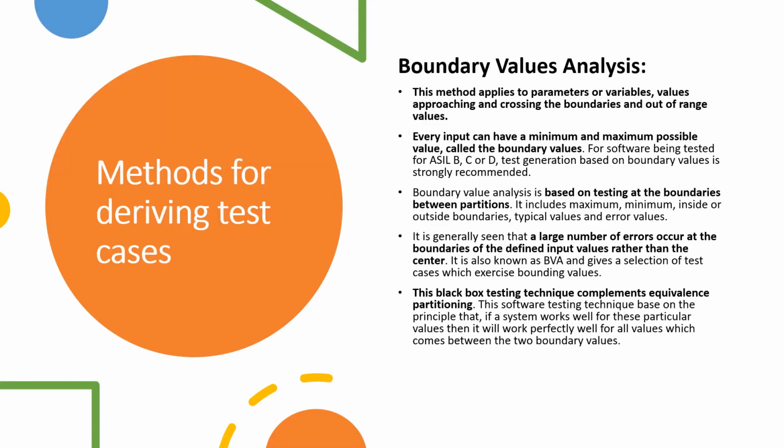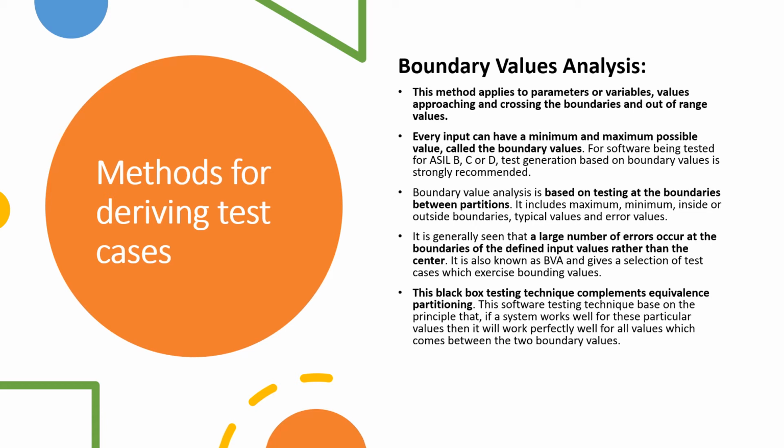So the next thing is boundary value analysis. By listening to it, it will have a range, and this method applies to parameters or variable values approaching and crossing the boundaries, and out of range values. So we will test the nearby boundary values. We will get the range values, right? This is a minimum one and this is a maximum one. In and around minimum, in and around maximum, we will test it out. That is how boundary value analysis will take place.